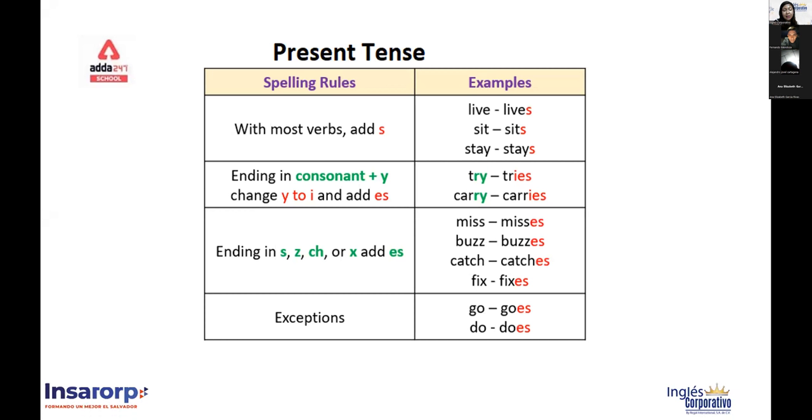Cry, cries. Fry, fries. Now, if the verb ends in S, X, CH, SH, or Z, we add ES. For example, miss, misses. Buzz, buzzes. Catch, catches. Fix, fixes. Kiss, kisses. Okay? And we have some exceptions. For example, with the verb go and the verb do, we add ES. Go, goes. Do, does. And another one is the verb have. It's not here, but it's also an exception. What is the third person form of have? Has.